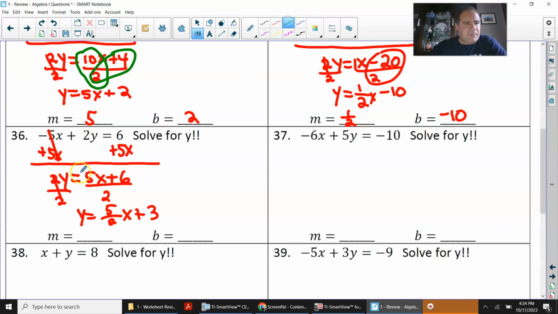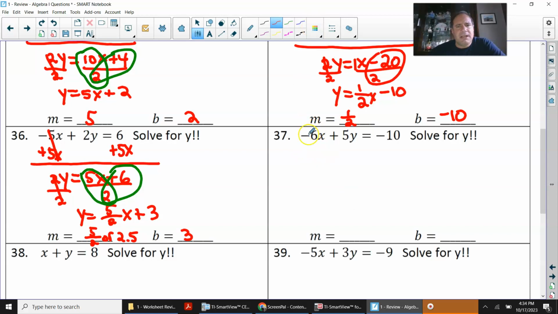And again, I am dividing this. This is 5 divided by 2 is 2.5. So if you put 2.5, it's okay. 6 divided by 2 is 3. Right? So I'm just going to put 5 over 2, or 2.5. And then the y-intercept is 3.